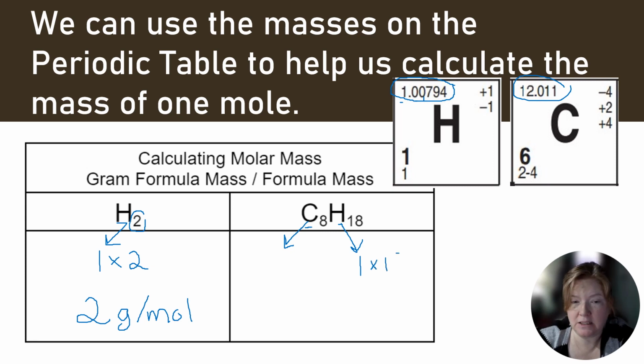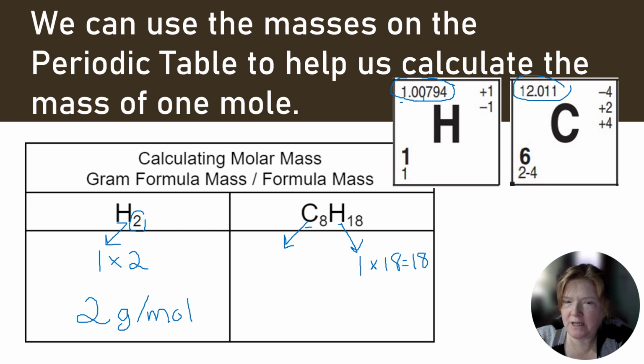Yeah, 18, right? So what's 1 times 18? Well, that should be easy, right? Now carbon, let's look at carbon. Now remember I said you have to round to one digit after the decimal. You could use all the numbers, that's fine.